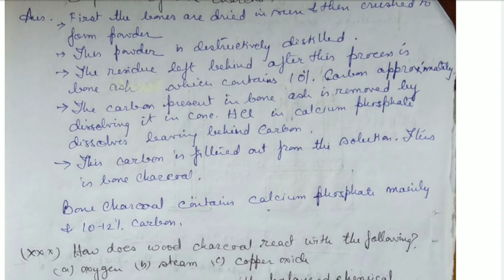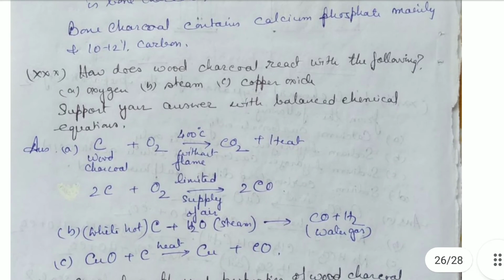Bone charcoal contains calcium phosphate. I told you that mainly 10 to 12% of carbon is present in the bone charcoal. Now, how does wood charcoal react with the following: oxygen, steam, and copper oxide? This wood charcoal, that is carbon.